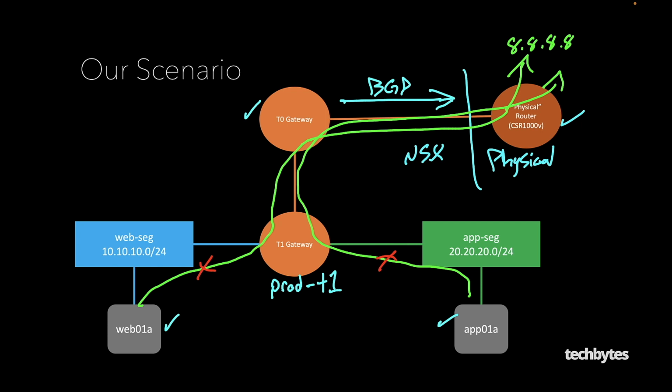The other thing you should know is that we do have network address translation, or NAT, on this segment right here, but we do not have any NAT over here. So there's no NAT on app-seg, and there is NAT configured on web-seg. That's just something we'll have to take into consideration as we troubleshoot.